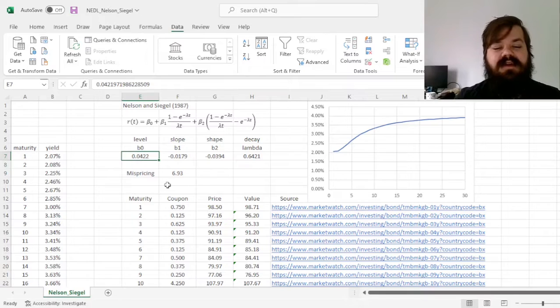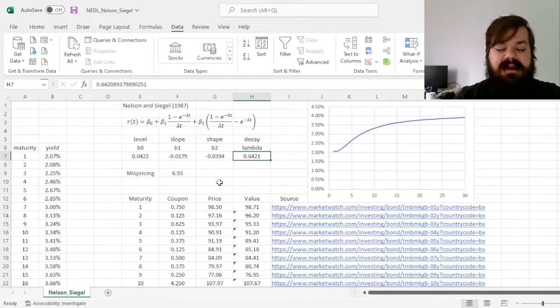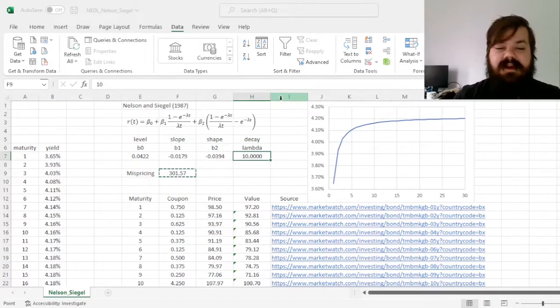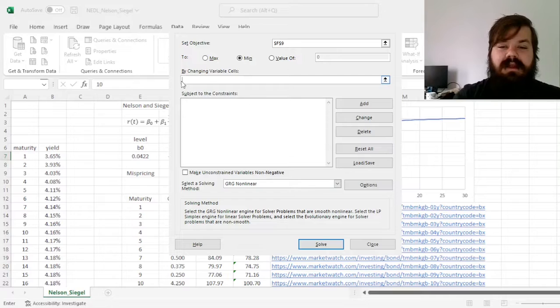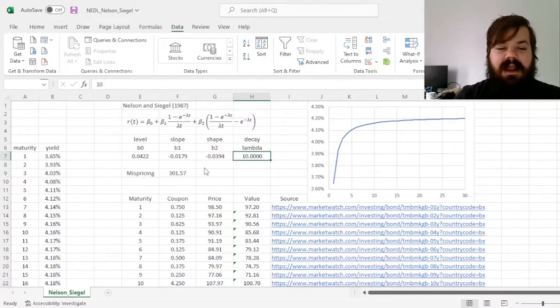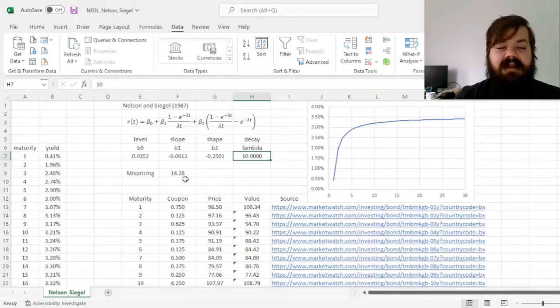Another specification of the Nelson and Siegel model might involve locking your lambda parameter to reflect the fact, do you believe your hump should be long-term or short-term? That's what Nelson and Siegel themselves argue for. So if we lock our lambda parameter at, let's say 10, we might want to solve by changing only the three beta parameters, beta naught, beta 1, and beta 2. And let's see what sort of a fit it produces.